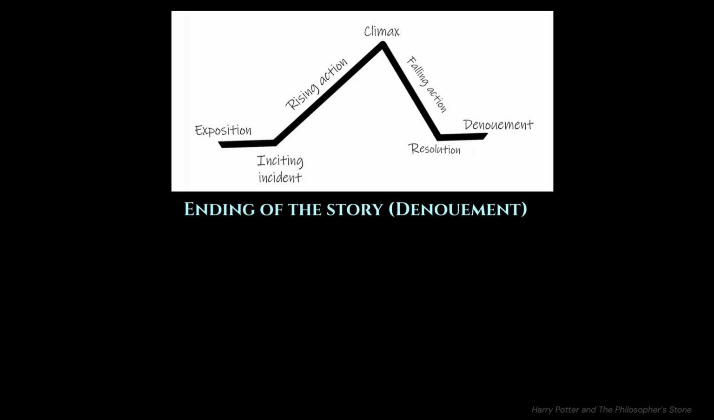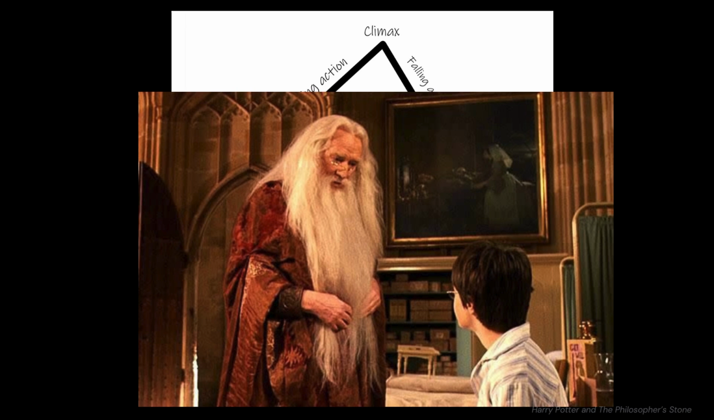Finally, the denouement, or in other words, the end. The remaining secrets, questions and mysteries are revealed in this part, kind of an after story. In the first book, Harry wakes up in the hospital wing where he has a long talk with Dumbledore, who explains all the questions. The story is finished with the end-of-the-year feast and celebration.